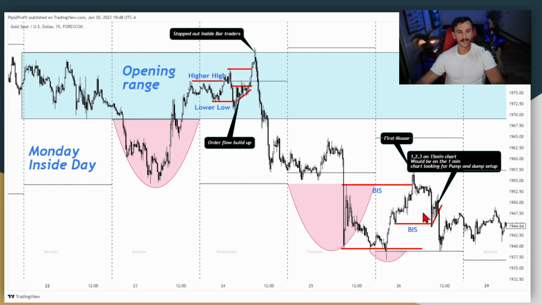On the 1-minute chart, after this break in structure to the downside, before they even started pumping, I would be on the 1-minute chart watching for a pump and dump as the market is going up. I would wait for the 1-minute chart to then break structure to the downside, give me three pushes back up into the high on the 1-minute chart with an engulfment, and that would be my entry.